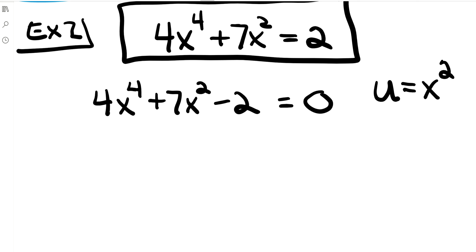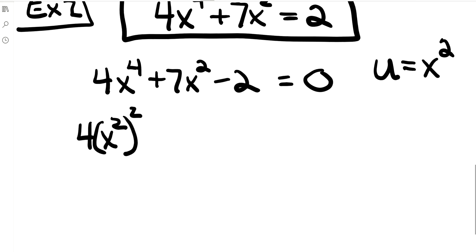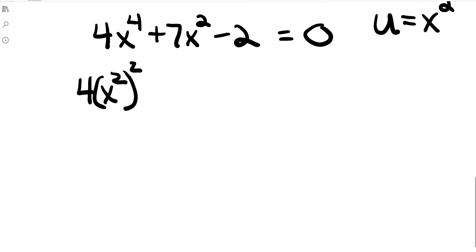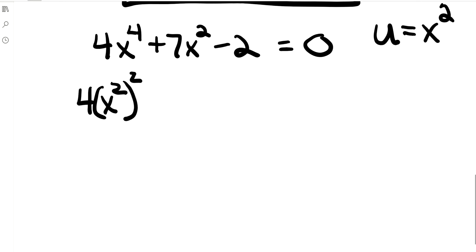But now I'm coming to the 4th here. I got 4. Well, x to the 2nd power is u. So that means I've got to raise this to the 2nd power. And this is just a demo here to show you that this will work. So now I'm going to have, there's my x to the 2nd power, and u equals x squared. So this first term here is going to be 4u squared.